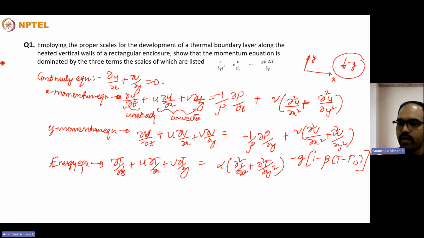So what we could do is we could try to eliminate the pressure term from x and y. Before that, we can enumerate these equations.